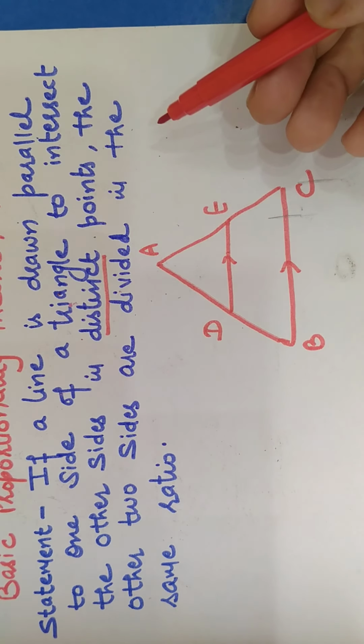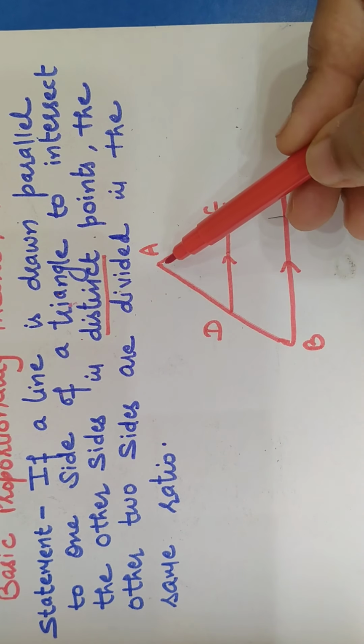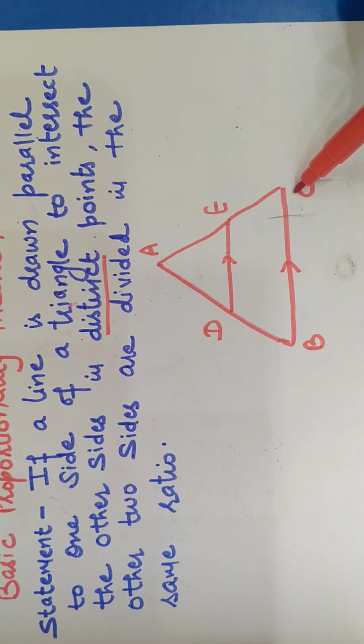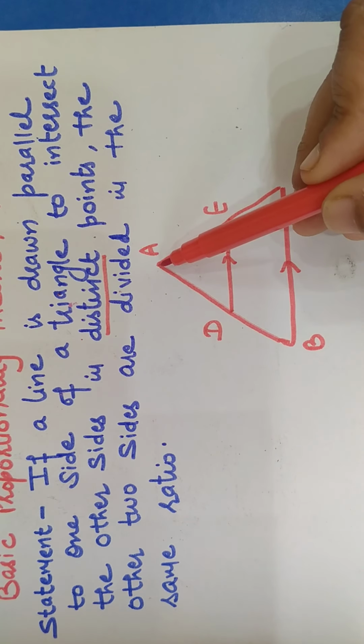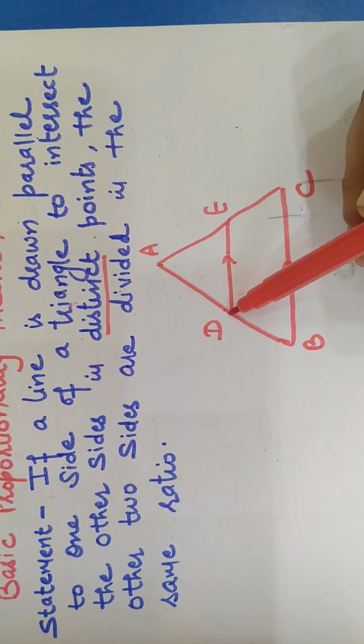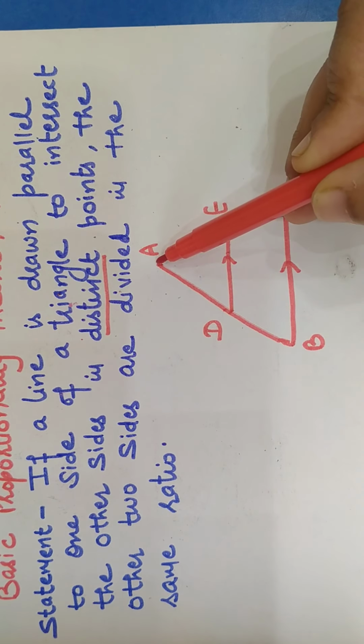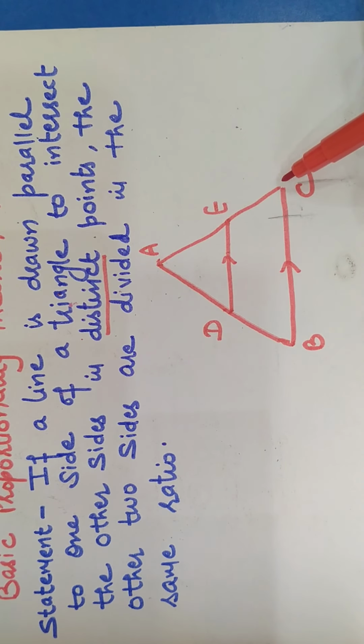Now what is the meaning of same proportion? It means when AB and AC are divided by a line DE, then the ratio should be equal. AD upon DB is equal to AE upon EC. The same we have to prove.